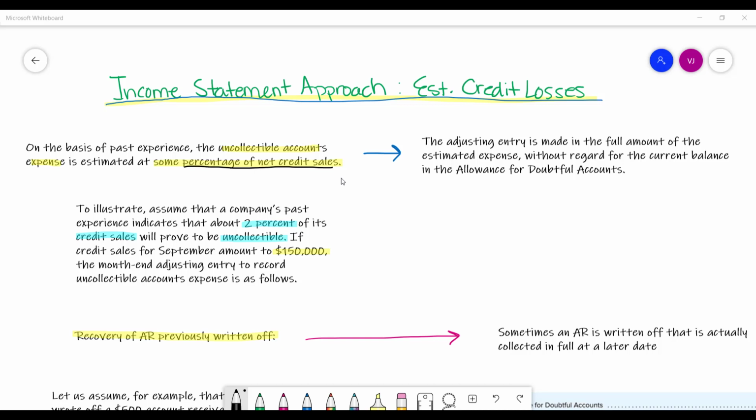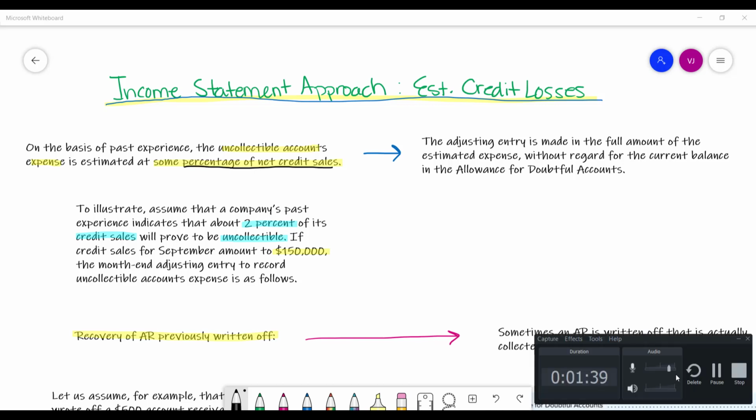With the balance sheet approach, we care what the prior balance is in allowance for doubtful accounts because, based on that prior balance, we find the amount of the entry. But in this approach, we don't care what the prior balance was. We just take the full amount of the percentage of net credit sales that is deemed uncollectible and debit that full amount to uncollectible accounts expense and credit that full amount to allowance for doubtful accounts.